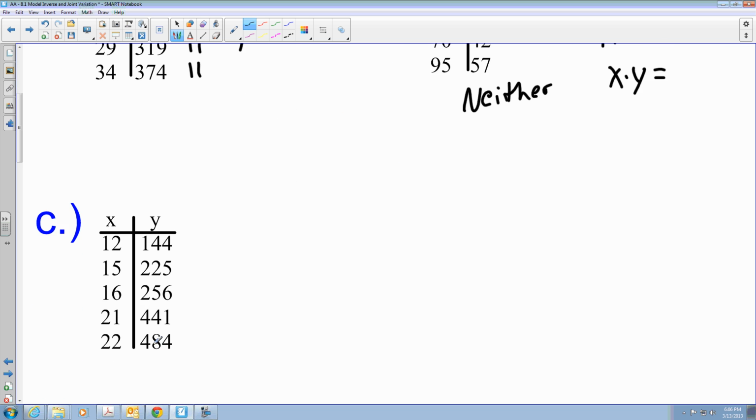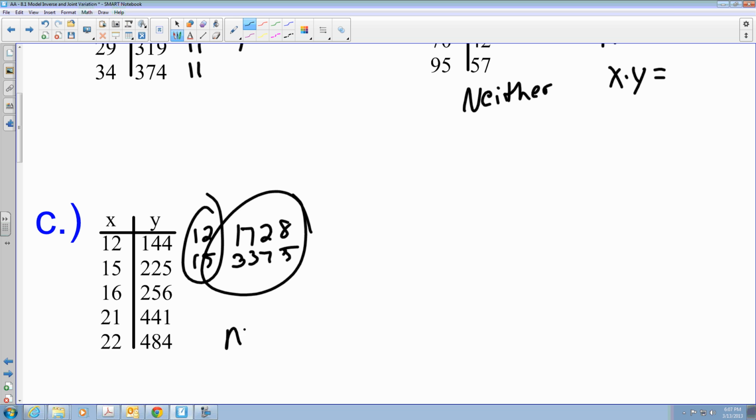Okay. Looking at this one, I get 144 divided by 12, and I get 12. And I get 225 divided by 15, and I get 15. So this proves that this is not a direct variation. So if I go 12 times 144, I get 1728. And I get 15 times 225, and I get 3375. So it doesn't hold up in direct variation, it doesn't hold up in inverse. This is also neither.